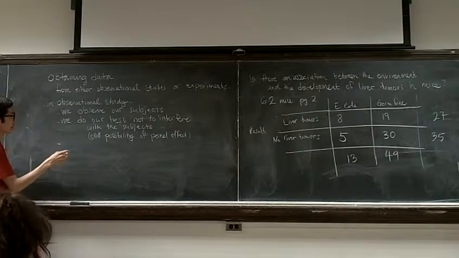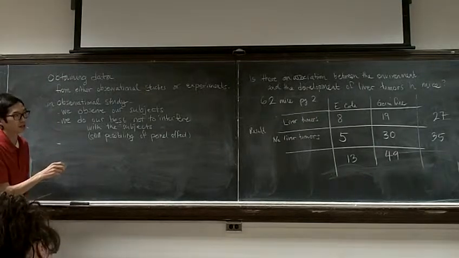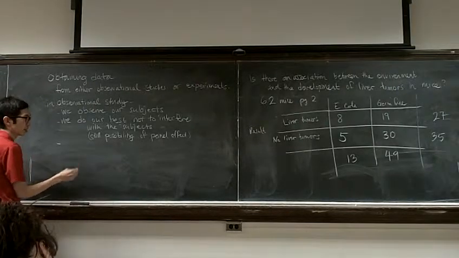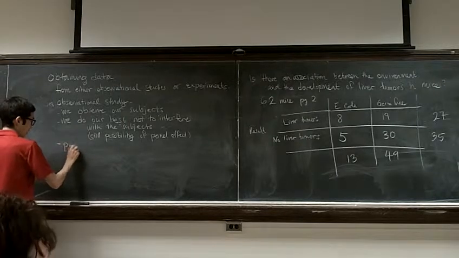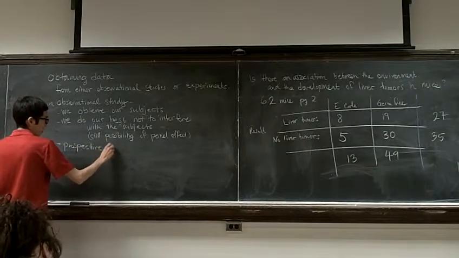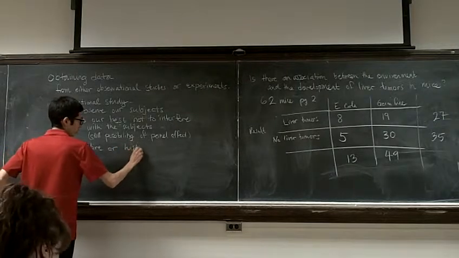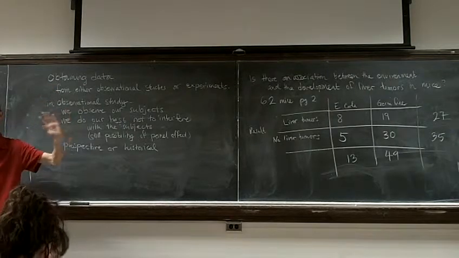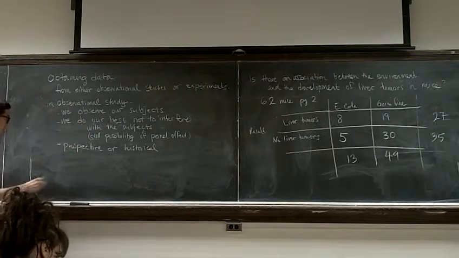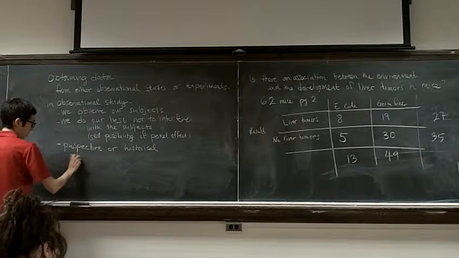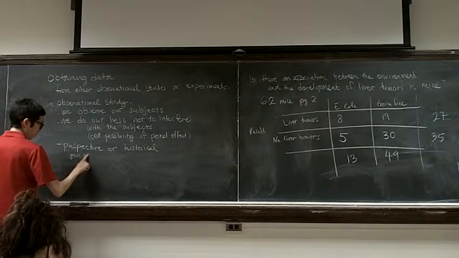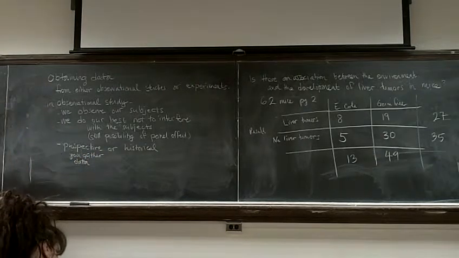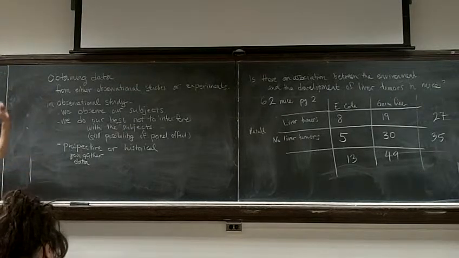Or with an observational study, you might just go through historical data. So there's prospective versus historical studies. Prospective means you come up with the idea and then you go out and study. You gather the data yourself. So wait, that means there's no experiment involved? Yeah, there's still no experiment here. These are observational studies.